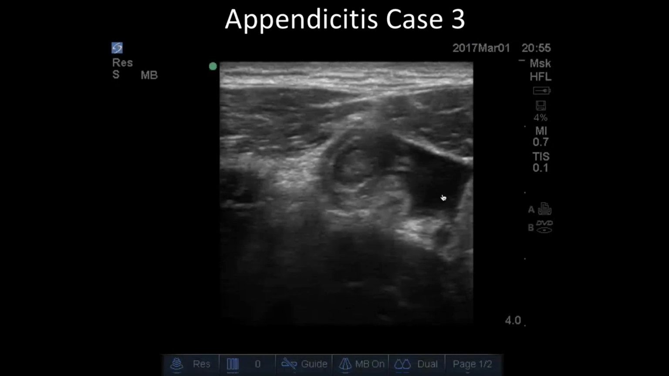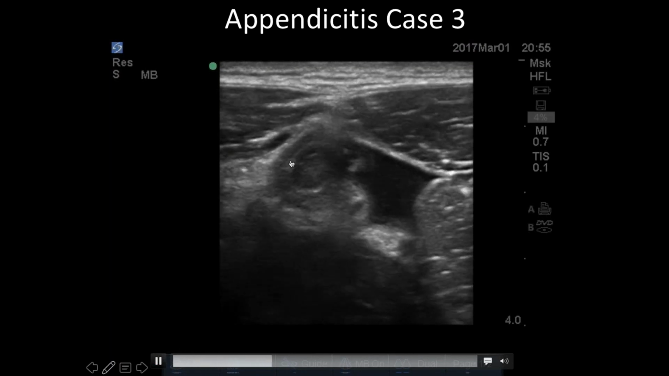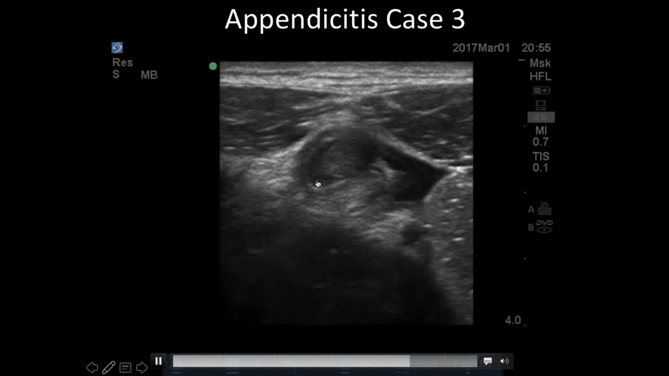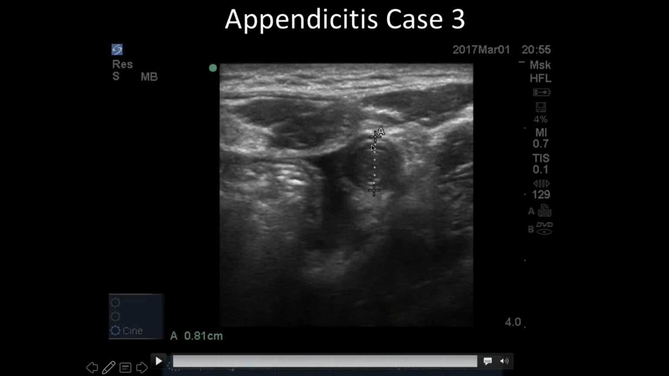But it's always important, and this is why we always do it in two views, because the minute you turn it in cross section, you start to see this anechoic area that's actually free fluid with the pointed tips right there. It's falling in the recesses of the small bowel and potential space. And as I play it, you will see the periappendiceal inflammation, and then right here, this is the appendix that we're looking at. You make a measurement, and it's more than 6 millimeters. And again, note the free fluid on this side of the screen as well.